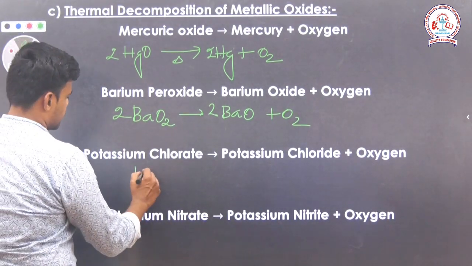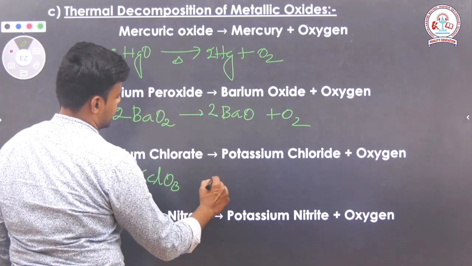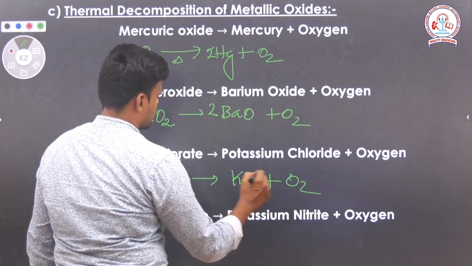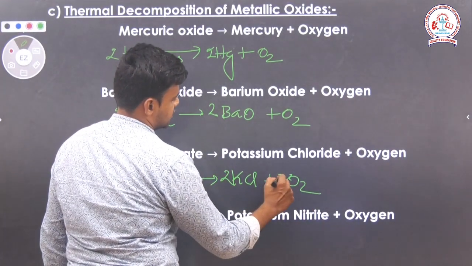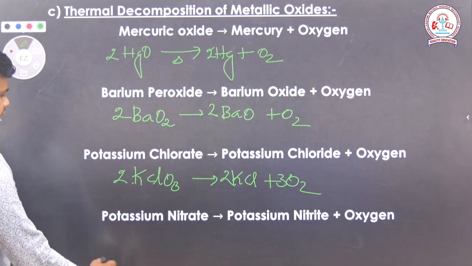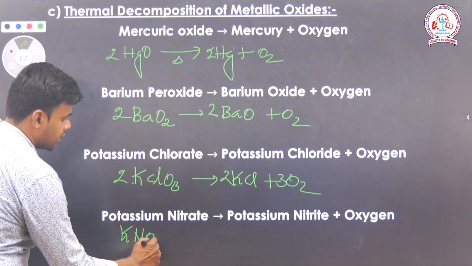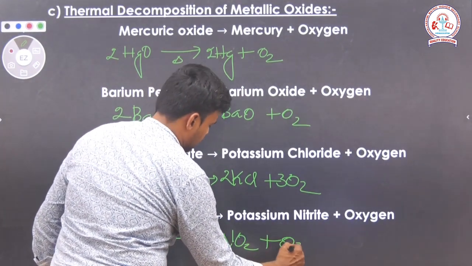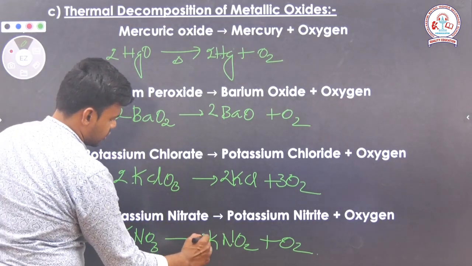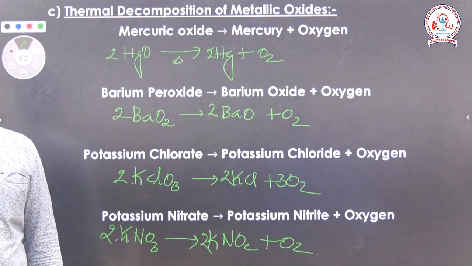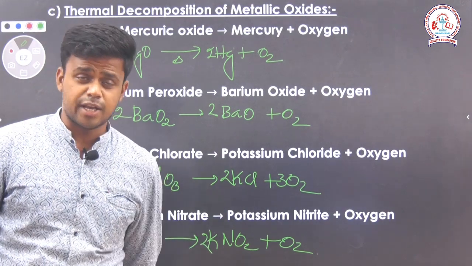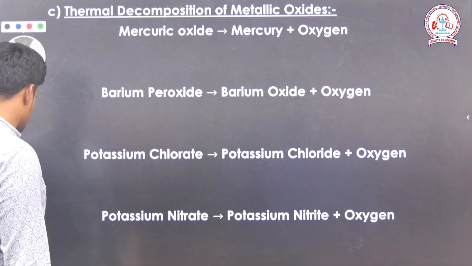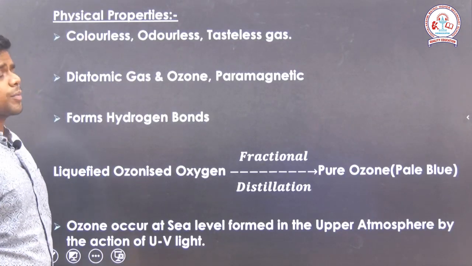Then potassium chlorate, it is a famous decomposition reaction, KClO3 gives KCl plus O2. So, to balance, 2 here, 2 here, 3 here. So, that is it. Then potassium nitrate, KNO3, forms potassium nitrite, KNO2, by evolving molecular oxygen. So, to balance, 2 here, 2 here. So, these are the best and easiest decompositions through which we will be able to prepare molecular oxygen.